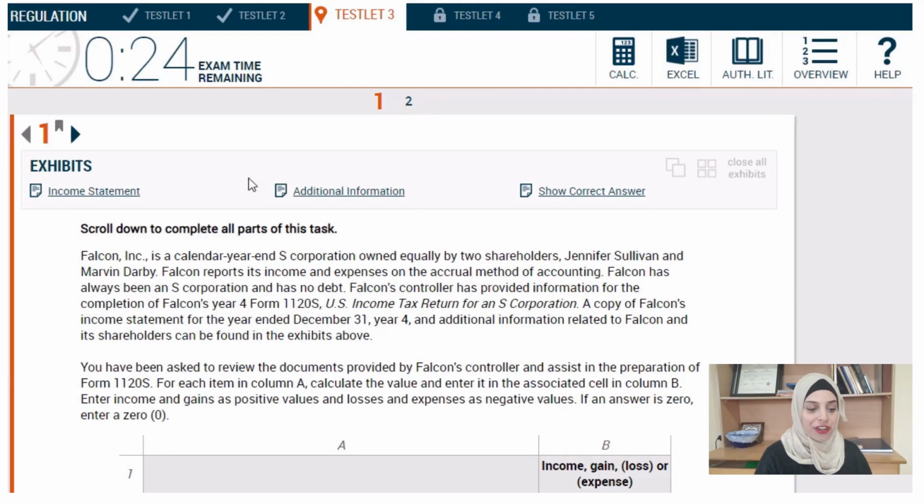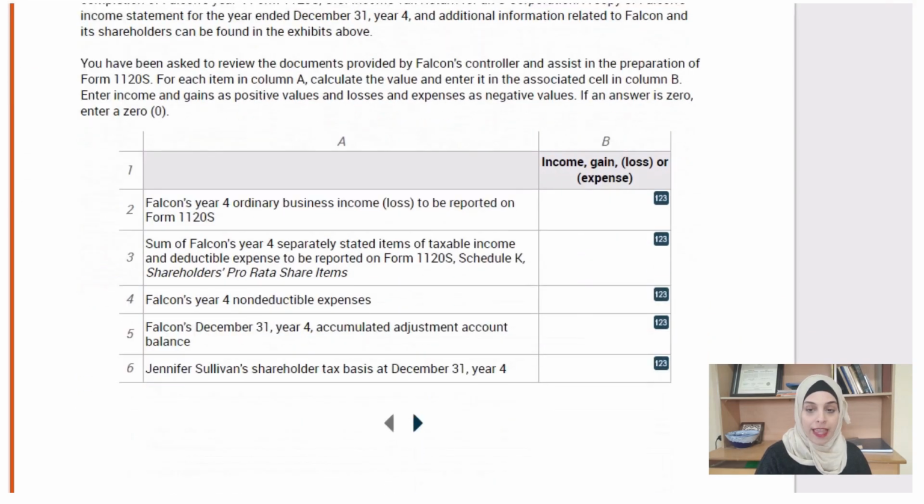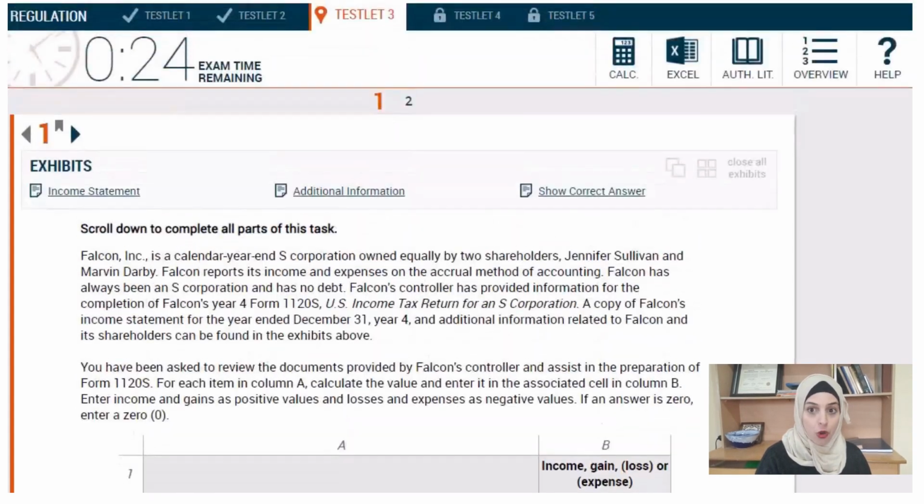Okay guys, so here's a sample of task-based simulations from the AICPA.org website from the sample exams. And it exactly shows us what a task-based simulation looks like. The example is from the regulation exam. As you all see, we're here in testlet number 3 because it's highlighted, which means that we are in this testlet. And as you see here, we have the clock, which will be counting down, and you should always keep your eye on the clock during the exam.